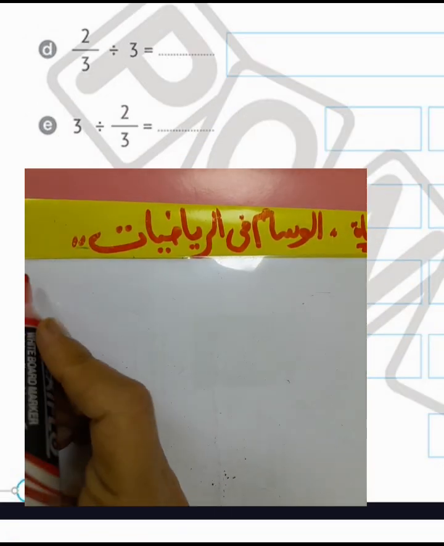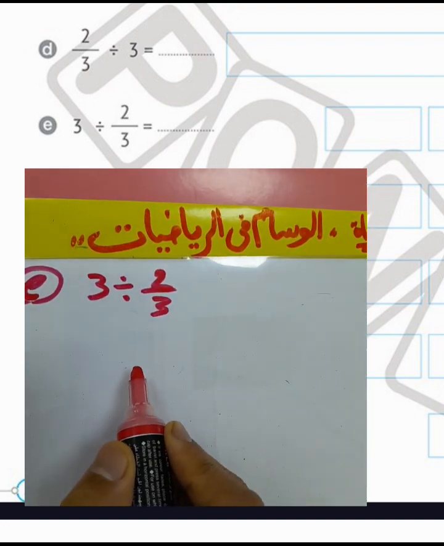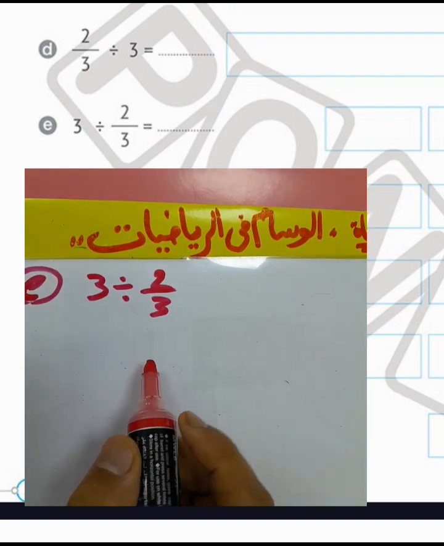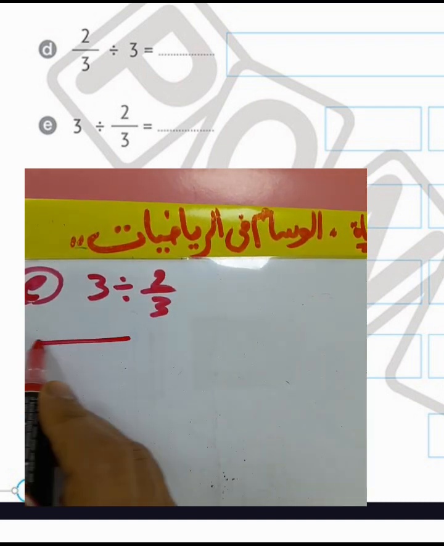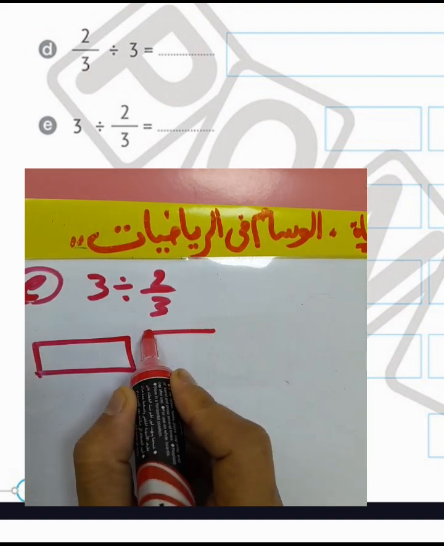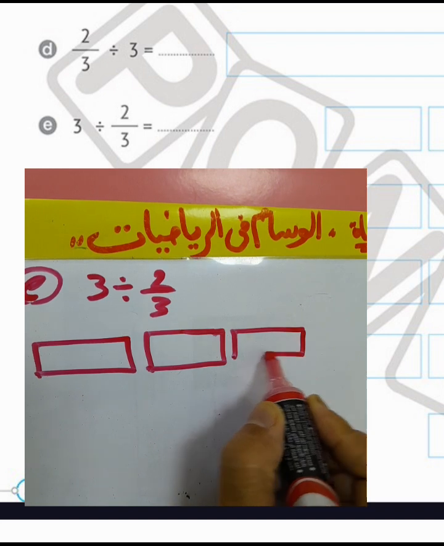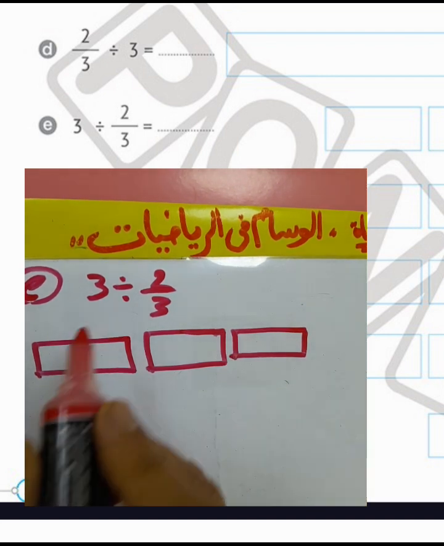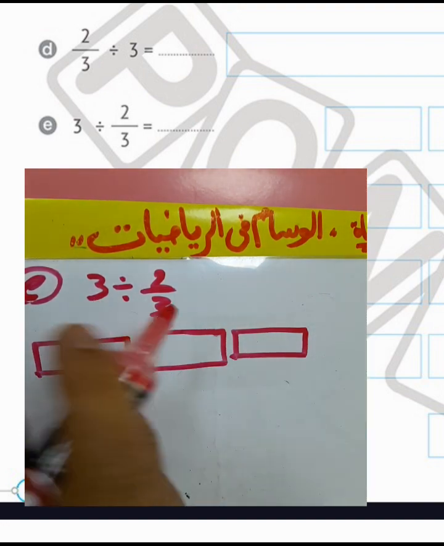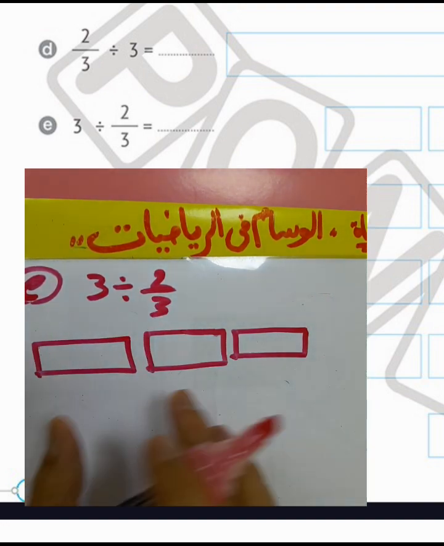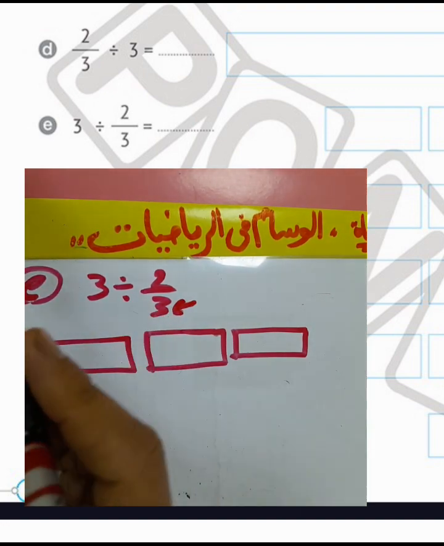Question letter E. We have 3 divided by 2 over 3. The result will be what? First step, we can find the least common multiple between the denominators, or we will draw 3 models. Okay, draw 3 models. Okay, 1, 2, and 3. We have 3 models, 1, 2, 3, because we will divide the whole numbers by a fraction. Draw 3 models and divide each one of them into 3 parts.